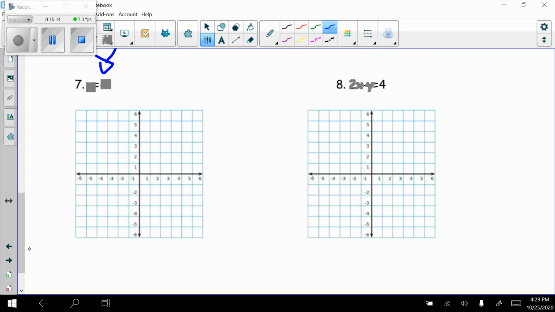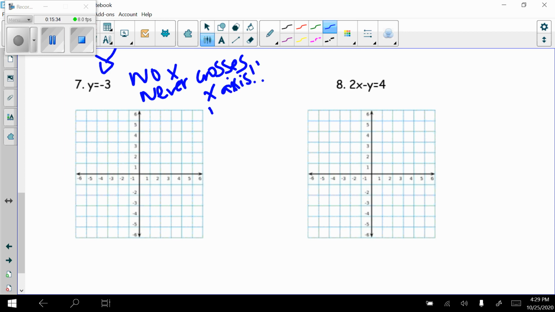Y equals -3. I see I do not have an x value. So no x means the graph never crosses the x-axis. This is a horizontal line. So these, again, should be easy ones to graph.